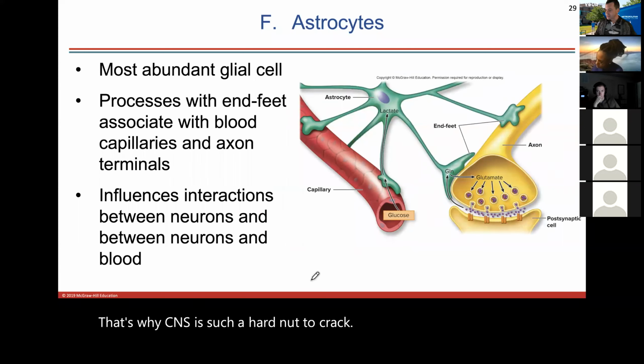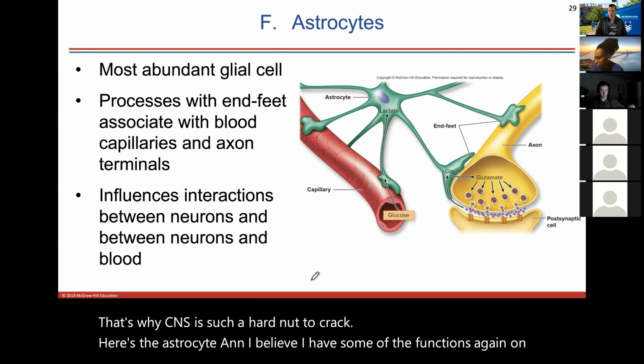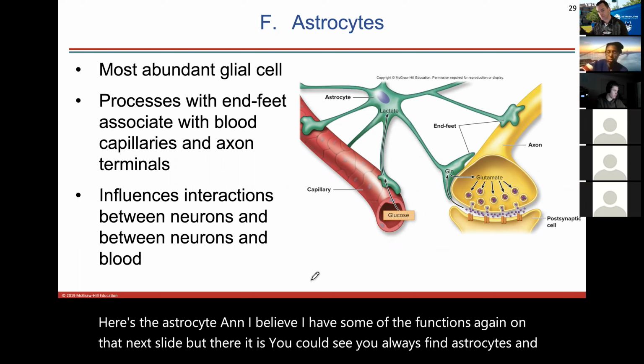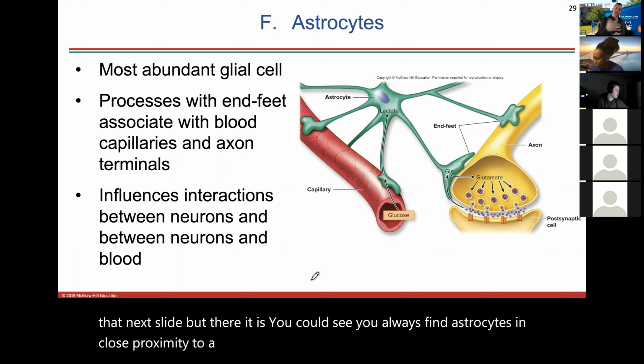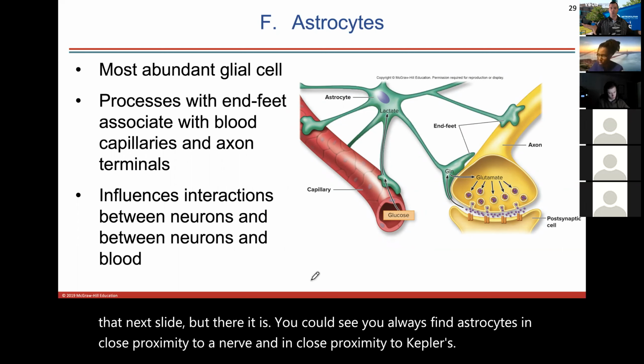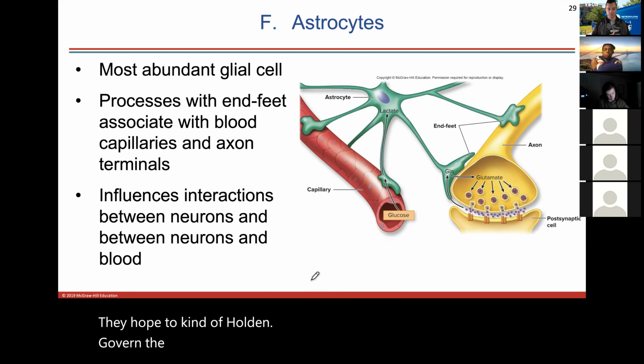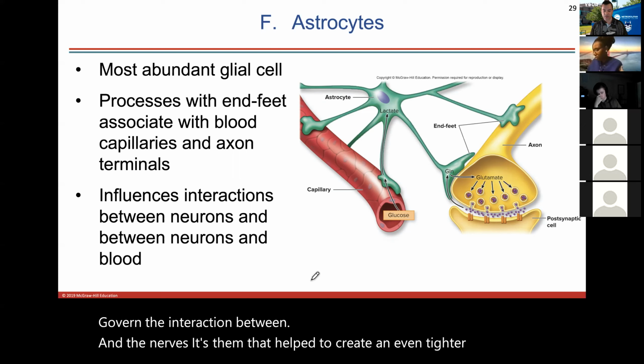Here's the astrocyte, and I believe I have some of the functions again on that next slide. But there it is. You can see you always find astrocytes in close proximity to a nerve and in close proximity to capillaries. They help to hold and govern the interaction between blood and the nerves. It's them that help to create an even tighter seal on that little capillary.